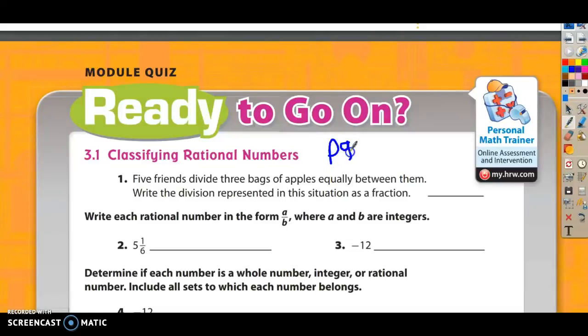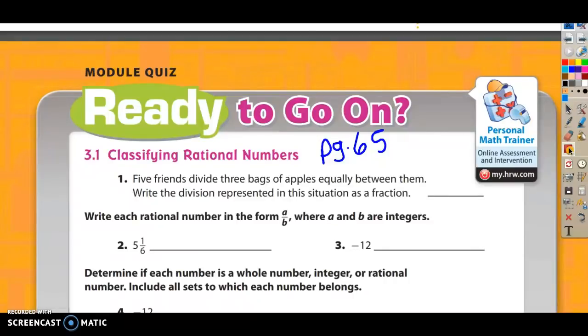Alright, we are on page 65. And this is the Module 3 test review. We're going to do pages 65 and 66 over the next couple videos. And when you're done with those and when you complete all the lesson worksheets, you'll be ready to take the Module 3 test. Alright, number 1, or at the top of the page I should say.